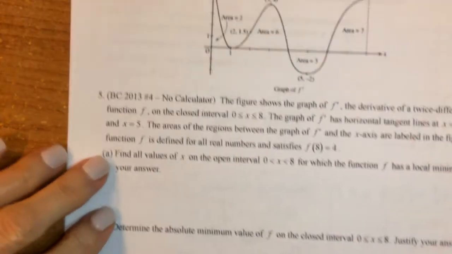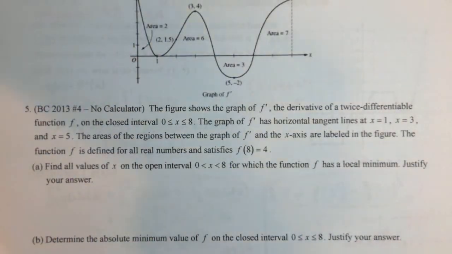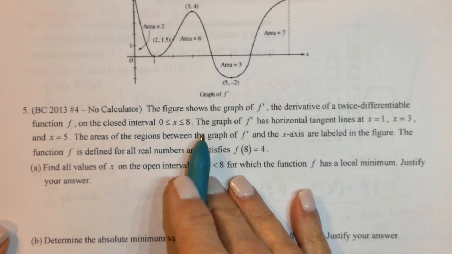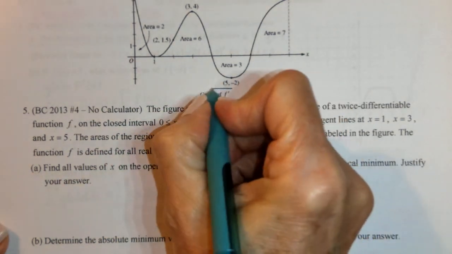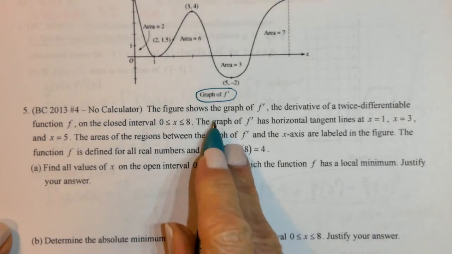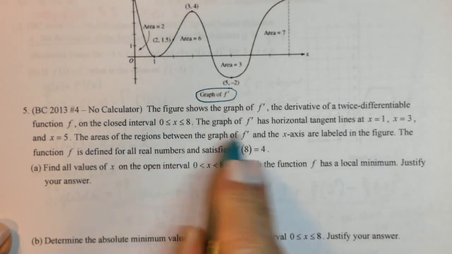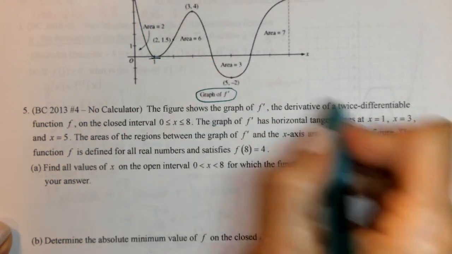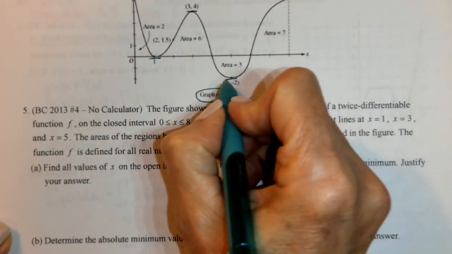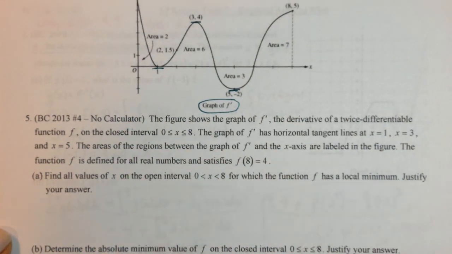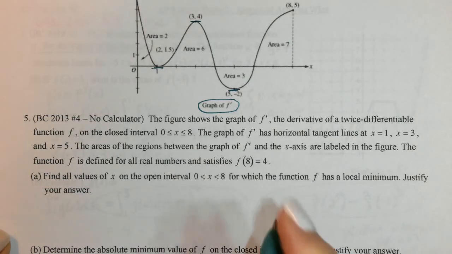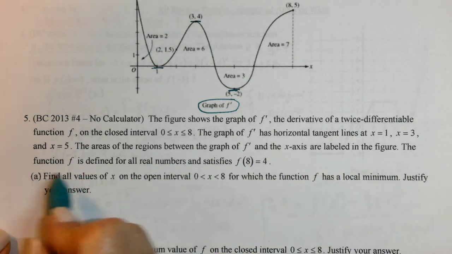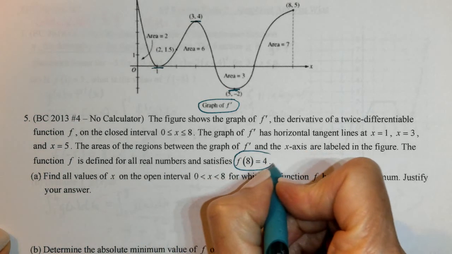The next one I'd like to do with you is the problem from 2013. So grab your problem from 2013. And on this problem, we see it looks a little bit different. They did give us the graph of f prime. The figure shows the graph of f prime from 0 to 8. F prime has horizontal tangents at x equals 1, x equals 3, and x equals 5. So they're telling us that those are indeed horizontal tangents. The areas of the regions are given, and then they give us a value of f.